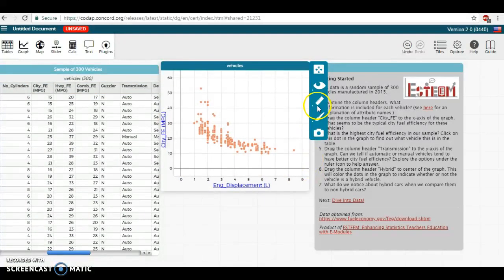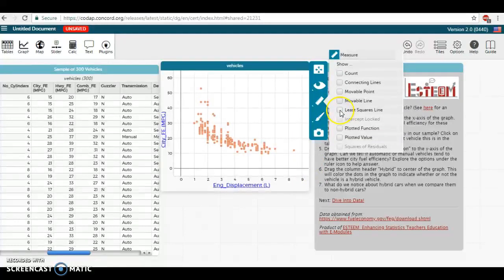So if I go over to my tools, there's a ruler that shows measurement. I want to click on least squares line. And this is just a fitted line that is often used to both describe the data and to predict values of one variable from the other. So down here it shows r squared equals 0.55. So just regular r would be about negative 0.74. So that means that this is a moderate negative correlation.